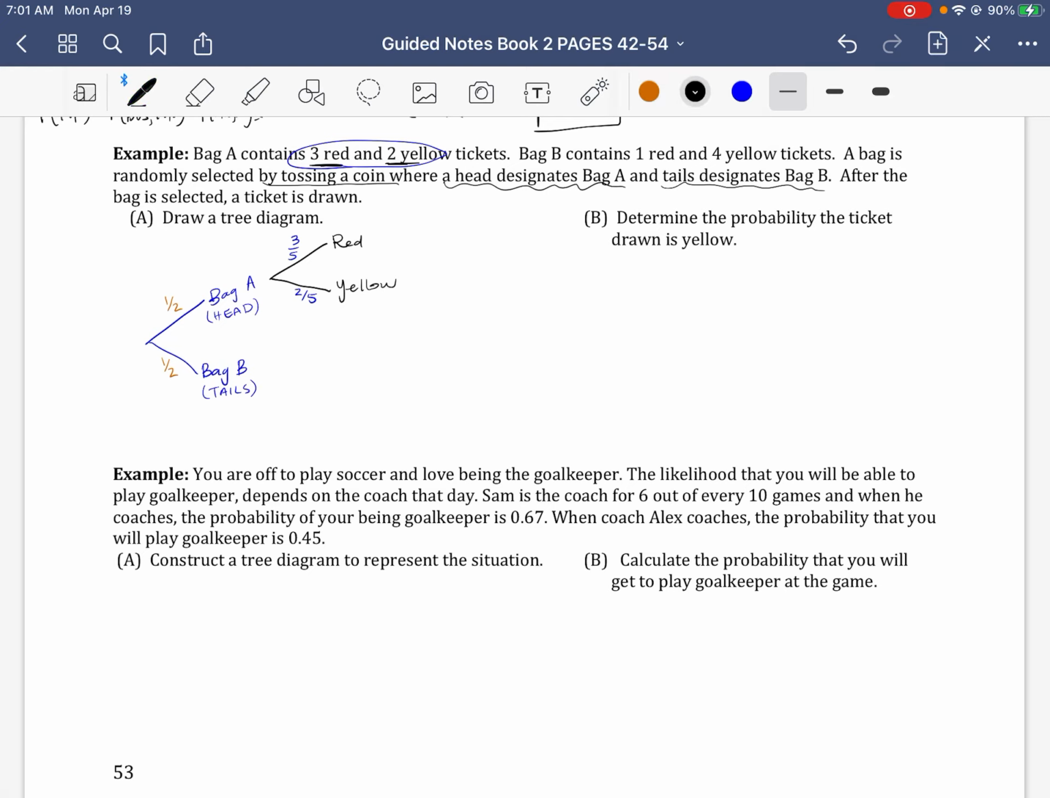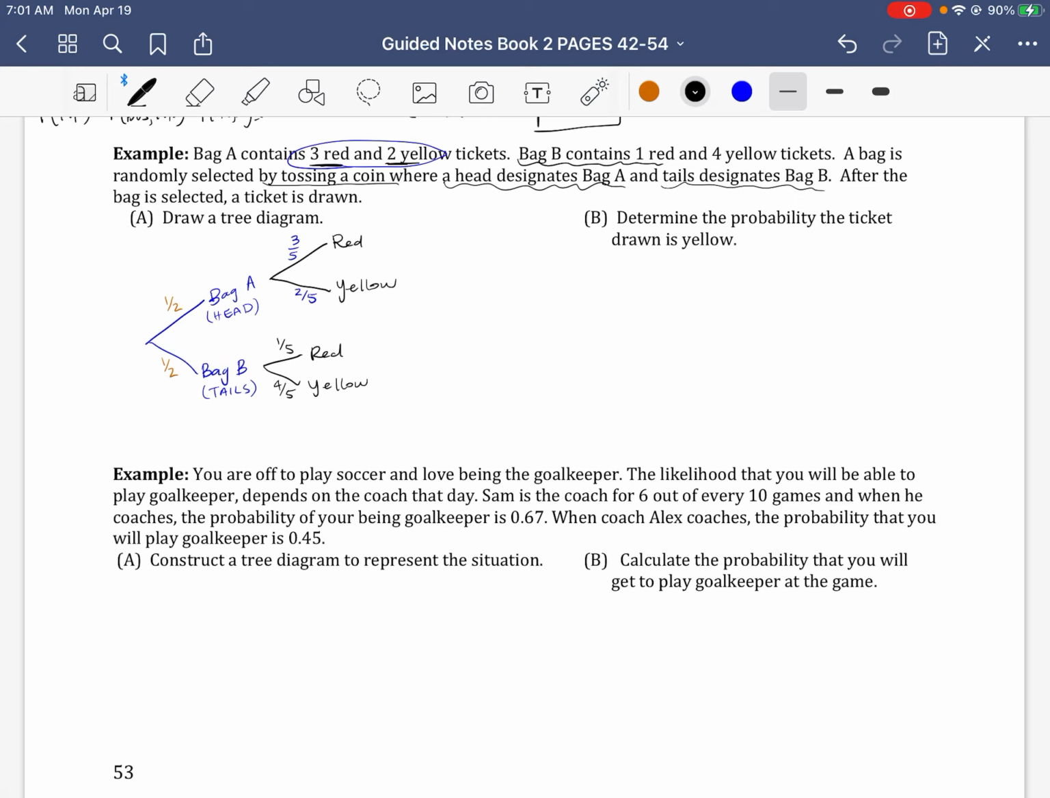Then the next one, if we look at bag B's contents, it has 1 red and it has 4 yellow. So again, the choices are red and yellow, and it looks like it also has 5 tickets. 1 of them is red, 4 of them are yellow.